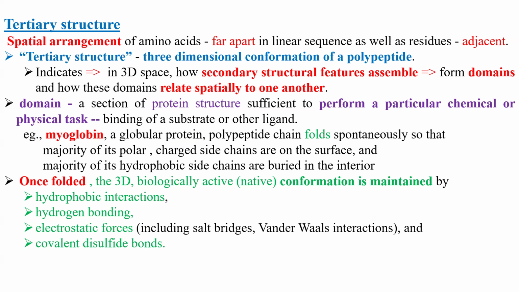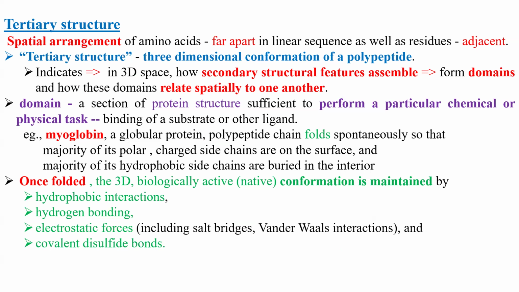So in the case of the tertiary structure, we're just talking about the three-dimensional structure of proteins. This three-dimensional structure is based on the number of domains as well as the spatial arrangement of the atoms. A domain is a section of protein structure that is sufficient to perform a particular chemical or physical task, for example, binding of a substrate or other ligand. So a domain can have the ability to bind to a substrate or ligand.